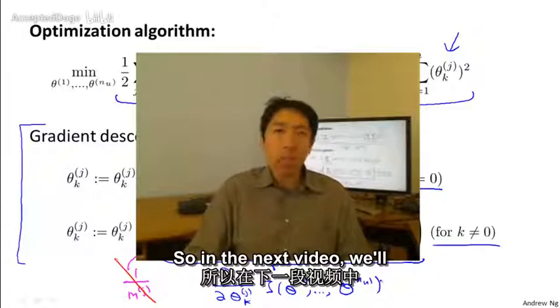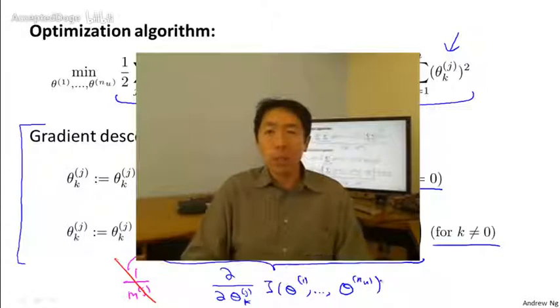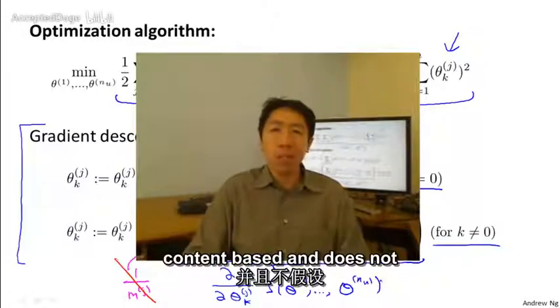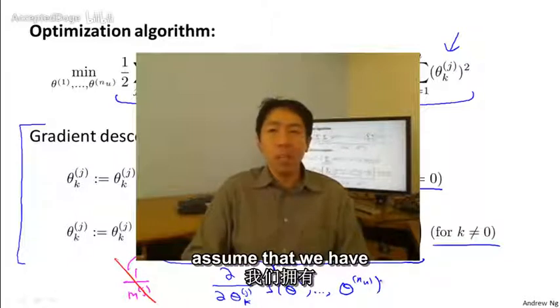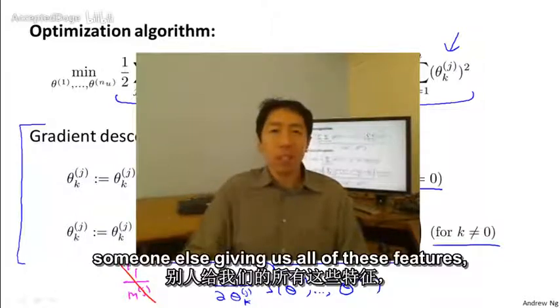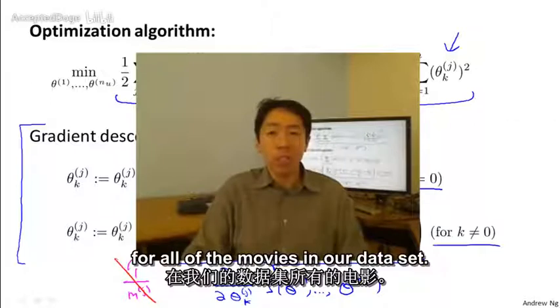And so in the next video, we'll start to talk about an approach to recommender systems that isn't content-based and does not assume that we have someone else giving us all of these features for all of the movies in our data set.